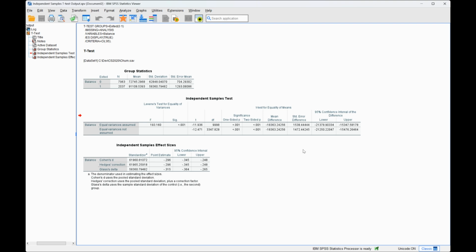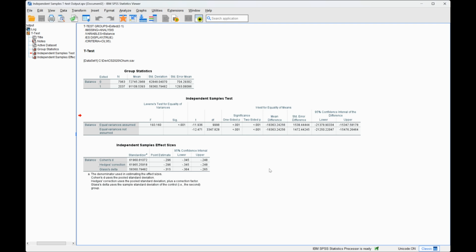Then we have our standard error of the difference of 1,472. This tells us how precisely we estimated the mean difference. A smaller standard error means we can trust the result even more. In this case, the standard error is relatively small, which strengthens the reliability of our findings.